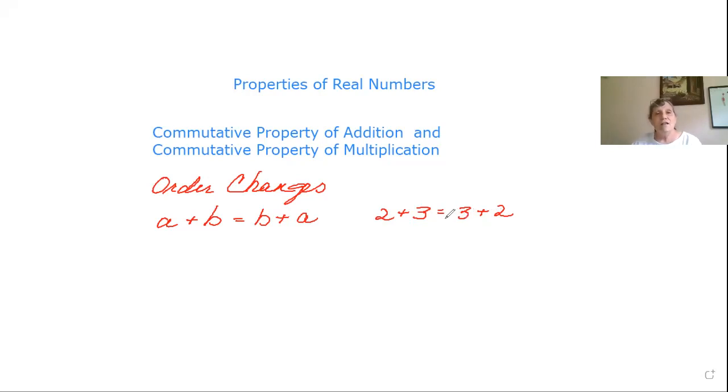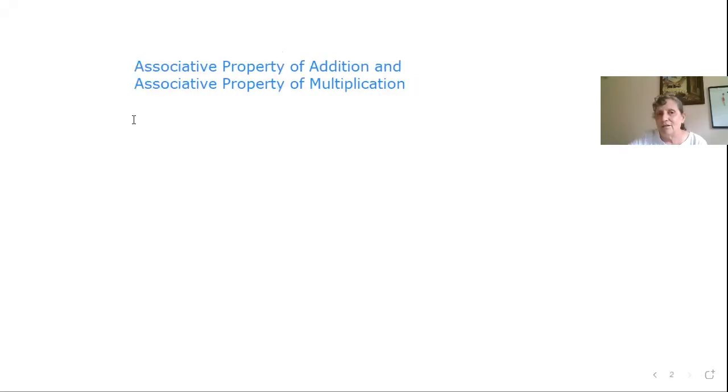What we need is a way to show that order doesn't matter when you add any two numbers. And so that's the commutative property. This is the commutative property of addition. Here's the commutative property for multiplication. The order changes. What about the associative property?